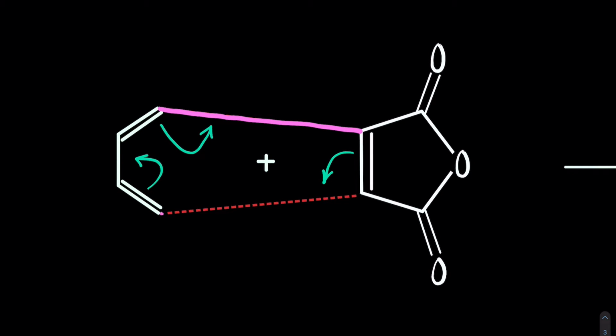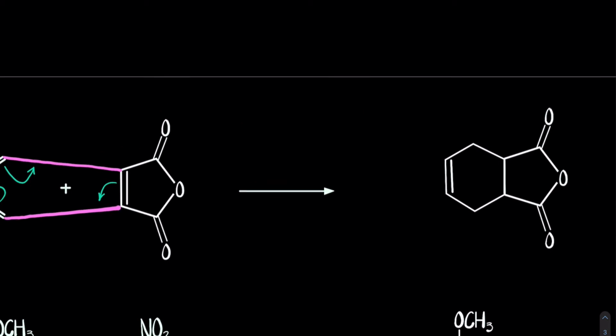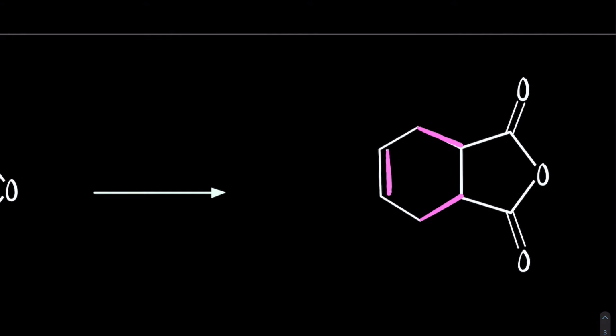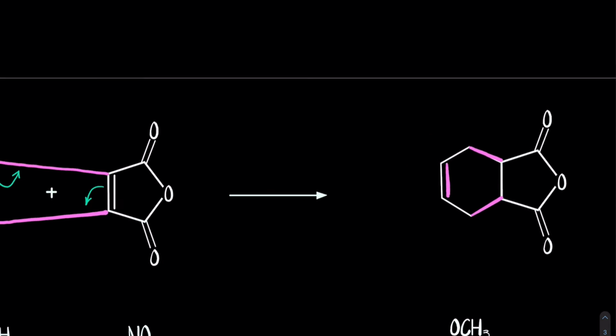several new bonds. We're going to get one right here, we're going to get one right here, and we're going to get one right here. And that's going to be a double bond. And so the final product is going to look like this. So let's draw in the new bonds, the ones that we formed right here, here, and right here. There's your 6-membered ring. That's the adduct.